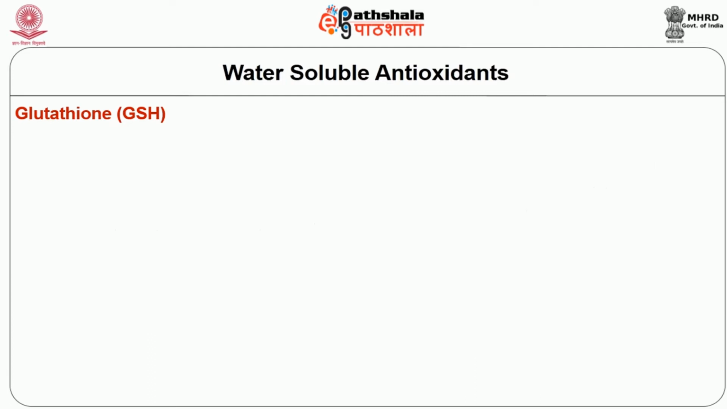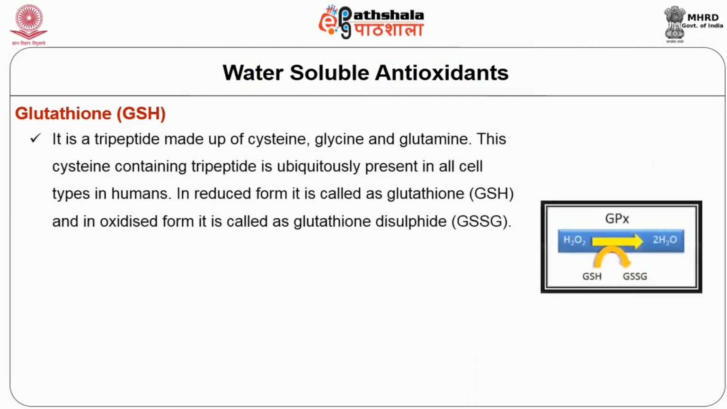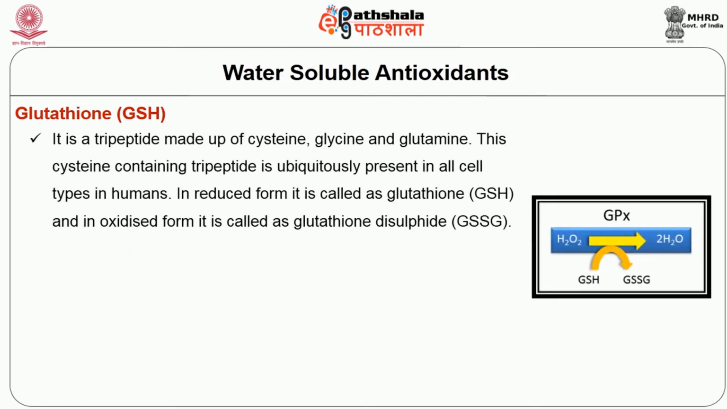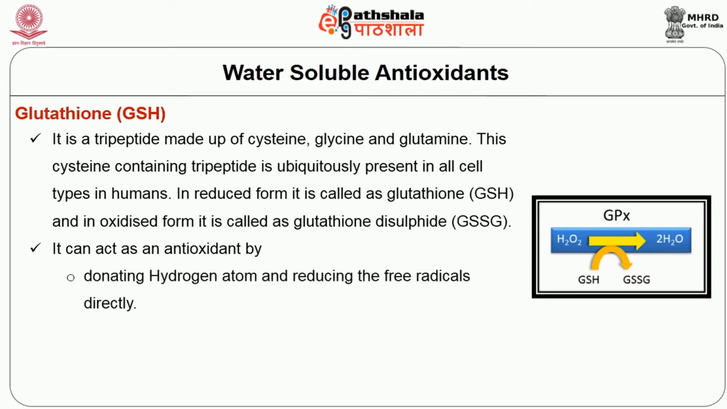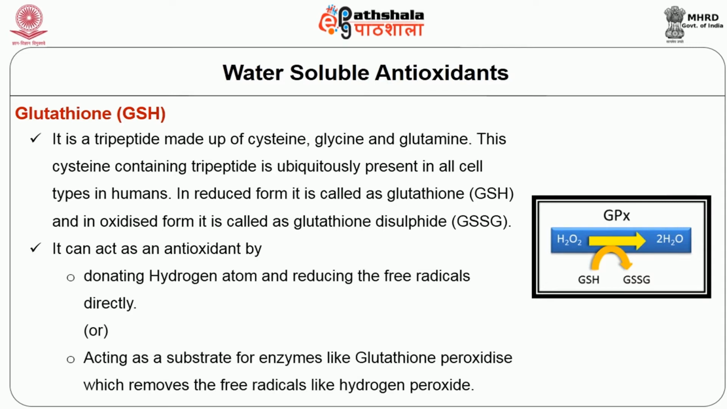The water-soluble antioxidant glutathione is a tripeptide made up of cysteine, glycine and glutamine. This cysteine-containing tripeptide is ubiquitously present in all cell types in humans. Its reduced form is called glutathione GSH, and in oxidized form it is called glutathione disulfide GSSG. It acts as an antioxidant by donating a hydrogen atom and reducing the free radicals directly, or acting as a substrate for enzymes like glutathione peroxidase, which removes free radicals like hydrogen peroxide.